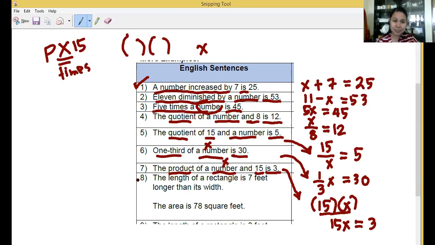The last one, the length of a rectangle. So the length of a rectangle is equals 7 feet longer. It means plus longer than its width. Now, let me stop there.